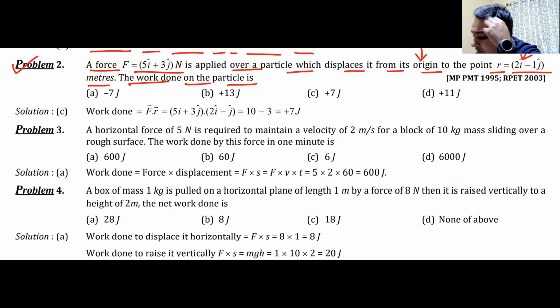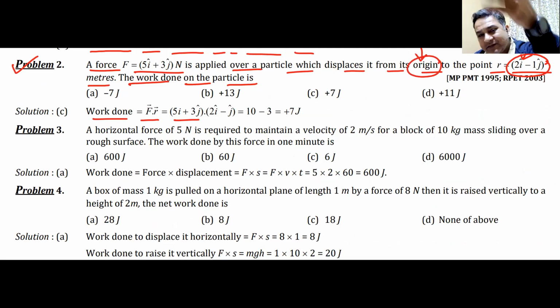So how do you do this? Problem number 2 is very simple. You just have to find out the dot product of force with displacement. Force is 5I plus 3J. You have to dot it with displacement. How do you find the displacement? Final position vector is given to you, 2I minus 1J. Initial position is 0, origin. So final minus initial will be same as the final, 2I minus J. You take the dot product, you get the answer, and you stay happy always.